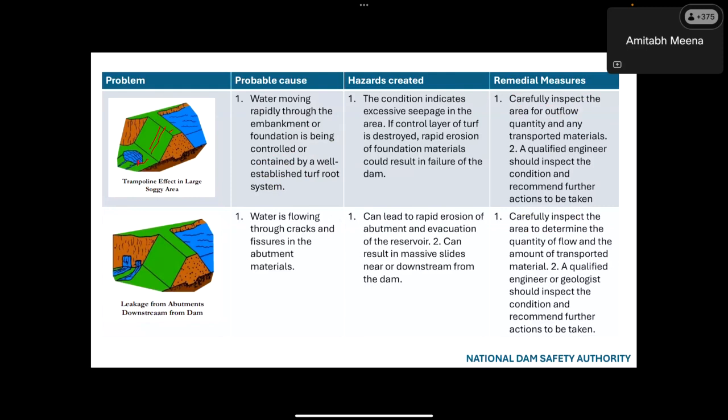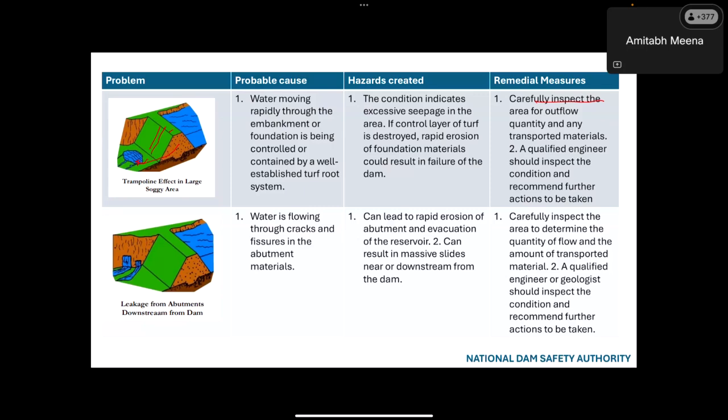Water moving rapidly through the embankment or foundation is being controlled or contained by a well-established tough root system. Carefully inspect the area for outflow quantity and any transported materials. So we have to carefully inspect if some materials have been transported from the dam body to this. If this is the situation, that it is a sign of piping, then a qualified engineer should take the necessary actions.